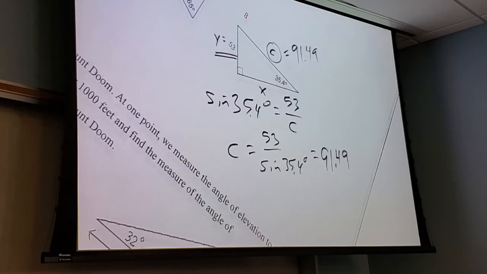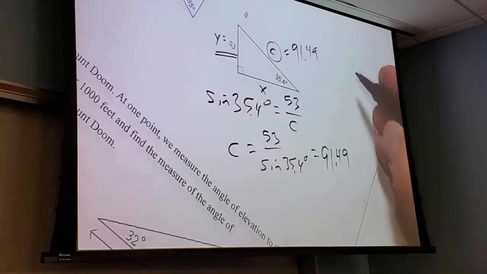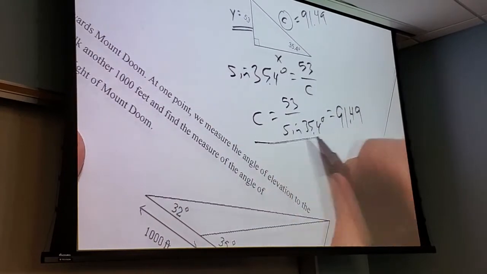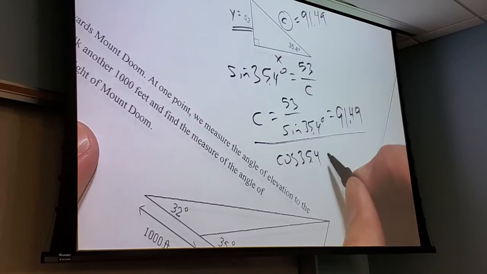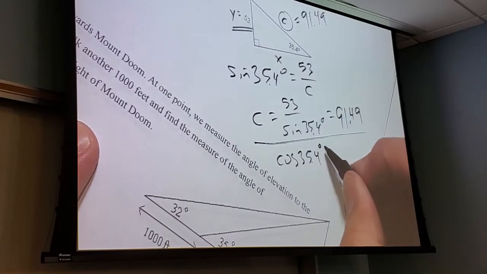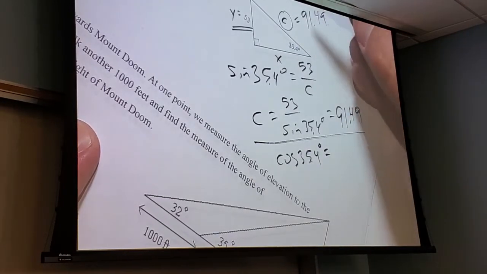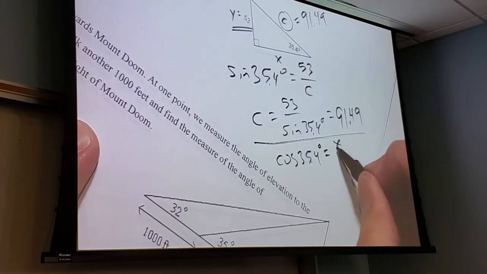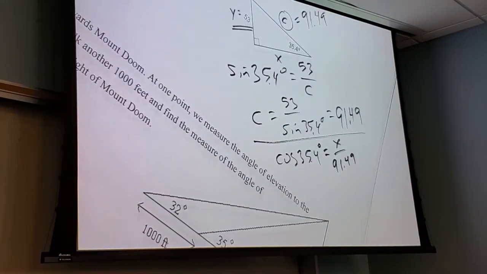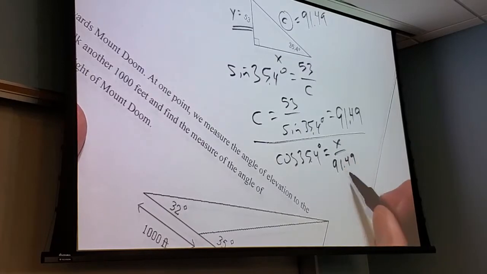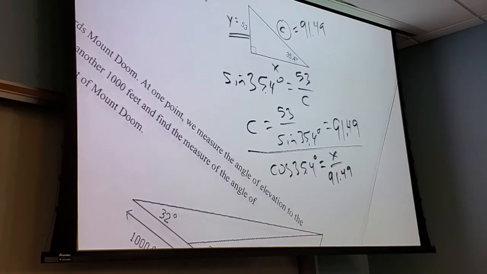So then it's up to you. Let's do something different this time. Let's use cosine. So if I do cosine of 35.4, is that right? Yeah. That would be the x side over the hypotenuse. And then I could just multiply the 91.49 up, right?